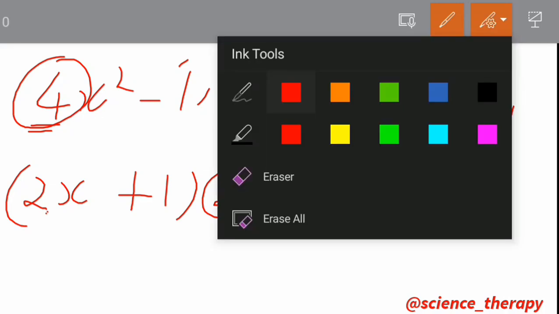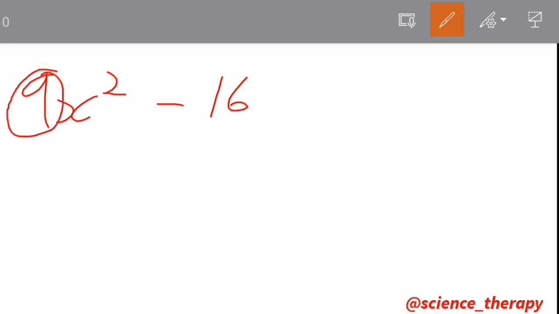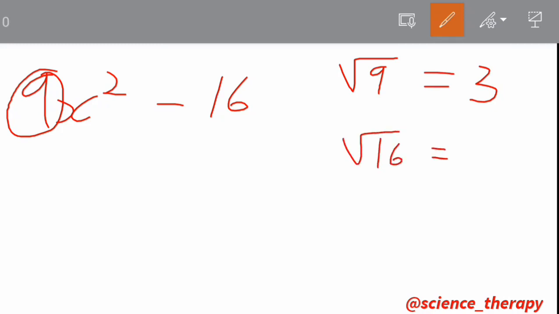Let's look at a similar one. Let's say this time we have 9x squared minus 16. Now the coefficient of the first term here is a perfect square. So we take 9, put it in a square root, and we have 3. Also 16 is a perfect square. So we say square root of 16, we have 4.